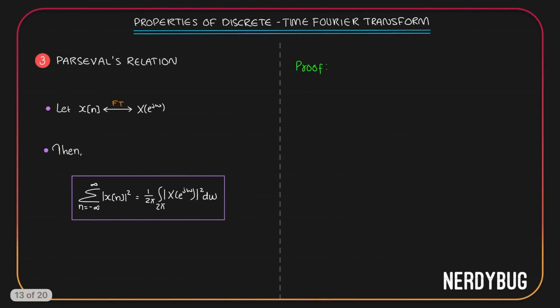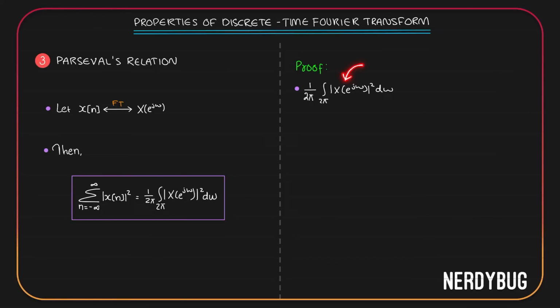Let us try to prove this. We'll start from the right hand side. We have 1 by 2 pi integral over an interval of 2 pi magnitude of X of e raised to j omega squared d omega. Using the analysis equation, we can write X of e raised to j omega to be summation from n equals minus infinity to infinity x of n e raised to minus j omega n.